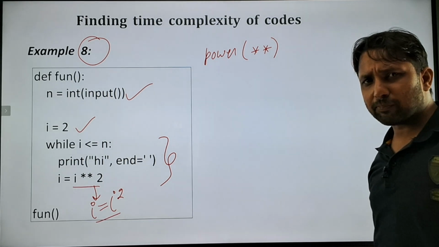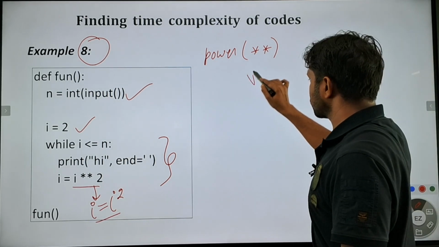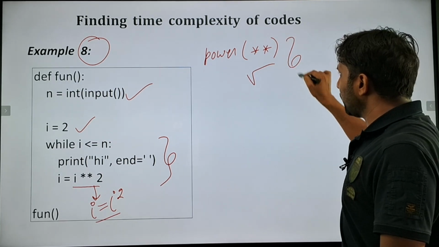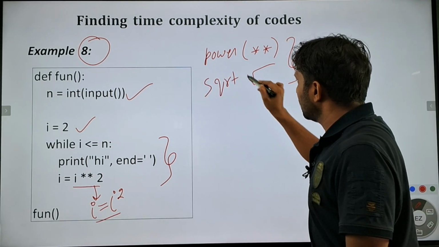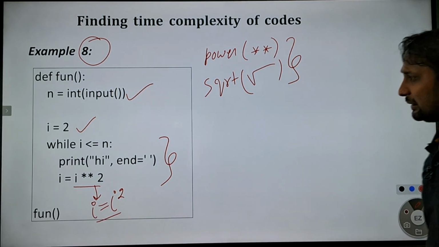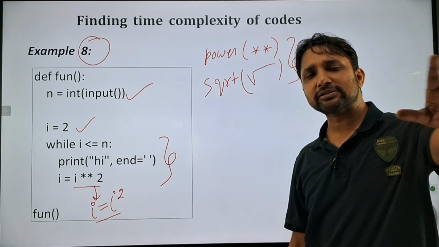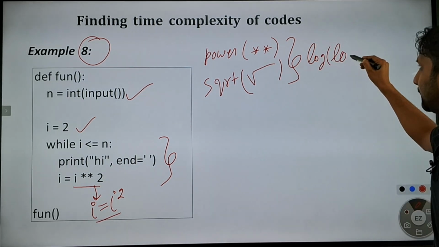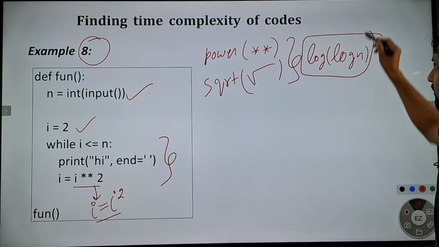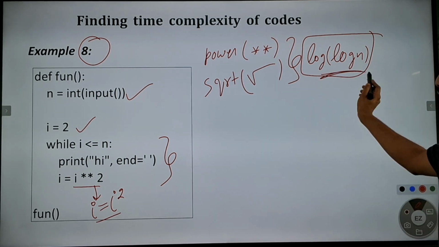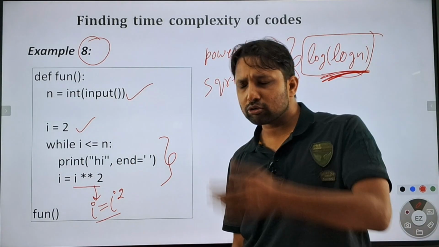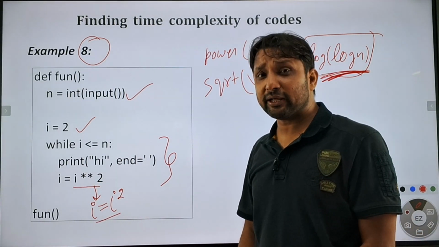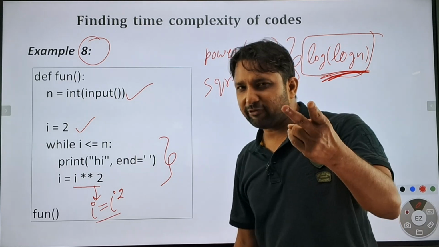So whenever you see the power operator or square root, any of them, in the conditional statement, you simply say that the time complexity will be log of log n. Take it directly. You see the power, close your eyes, say it's log of log n. That's it, done. Otherwise, if you want the mathematical proof, that will take 2 more minutes.